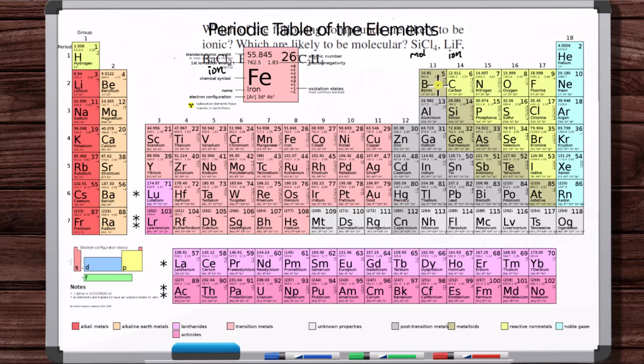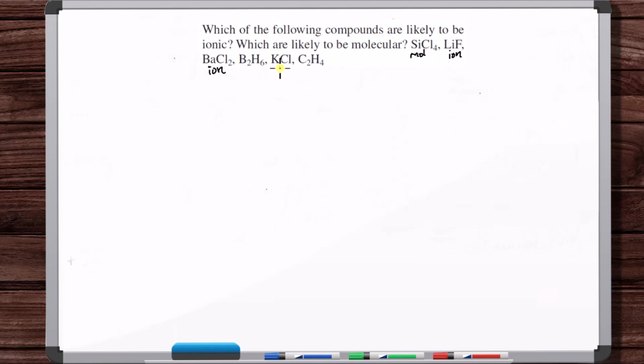B2H6. I don't know. I guess I would say molecular, right? They're far apart, but then not really. Actually I would say molecular, because hydrogen's not a metal like this. This isn't really technically part of group 1. You see how this is yellow and these are all yellow? It's kind of more in this region. So H and B are close together. So molecular.